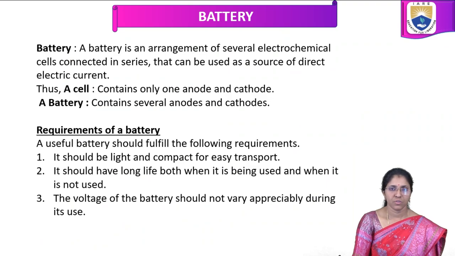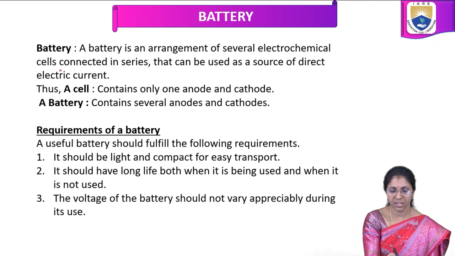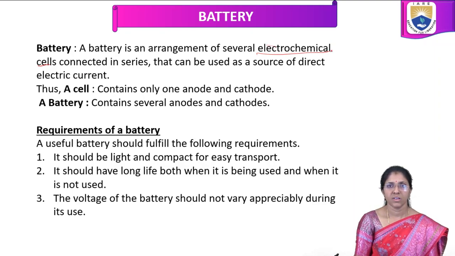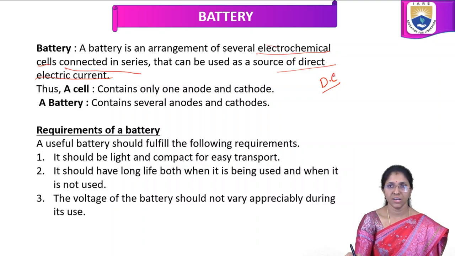What is a battery? What is the definition of a battery? A battery is an arrangement of several electrochemical cells connected in series that can be used as a source of direct electric current, that is, DC current.